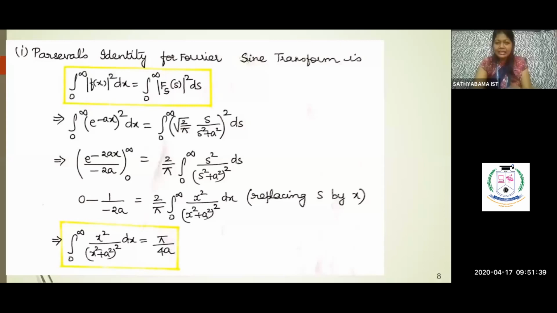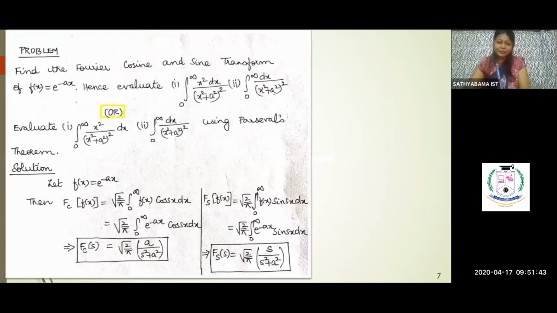So what's the one thing that you have to remember here? When you look at the integral, it has to strike you that e power minus ax is the function that I have to take, because its sine transform gives me s by s square plus a square. This has to strike you. That is why I said it's a very popular function used everywhere. So remember its Fourier sine transform. Remember its Fourier cosine transform.